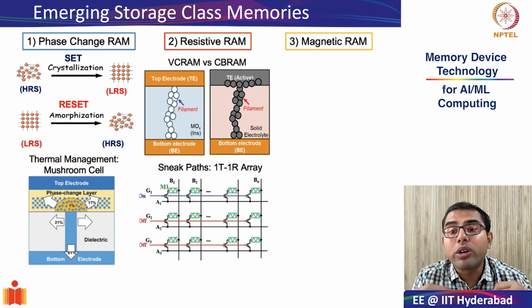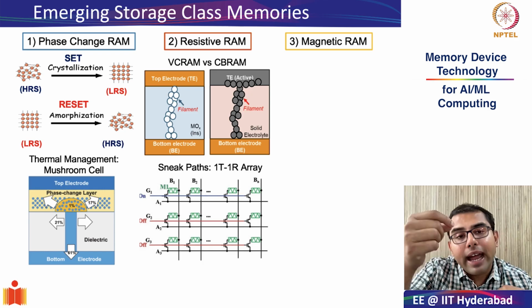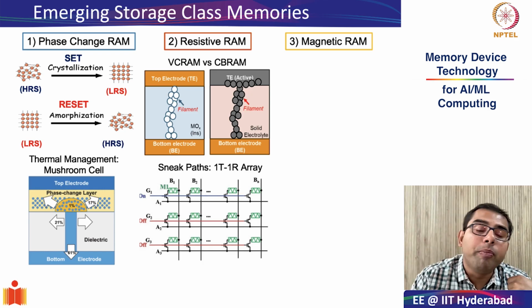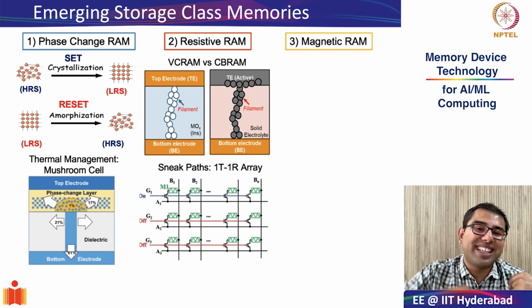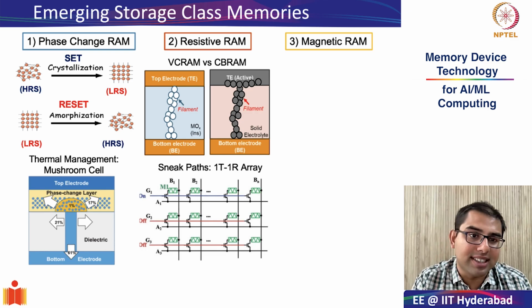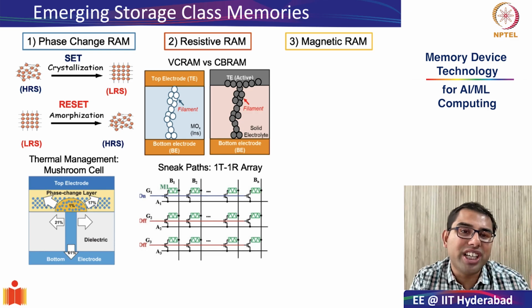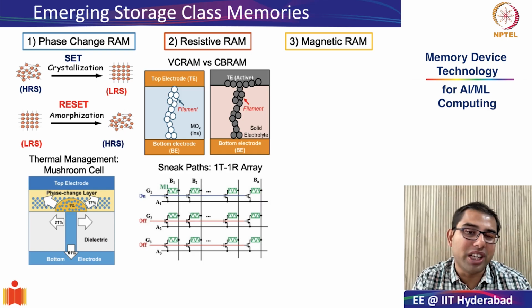Next, we looked at resistive random access memories. Here we saw that the switching from the high to low resistance state was happening due to a conductive filament which was getting created and annihilated. We went into details of the two key subclasses which result in this conductive filament formation. We looked at valence change RAMs and also conductive bridge RAMs.